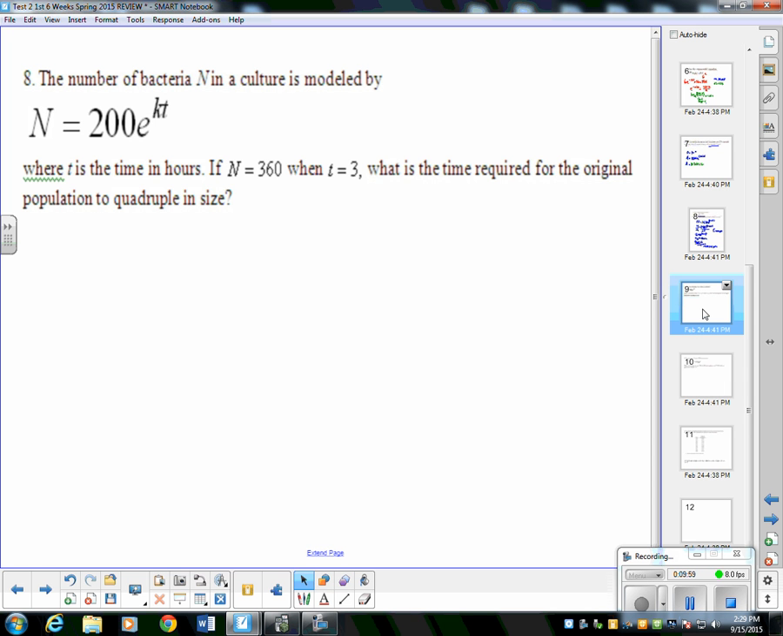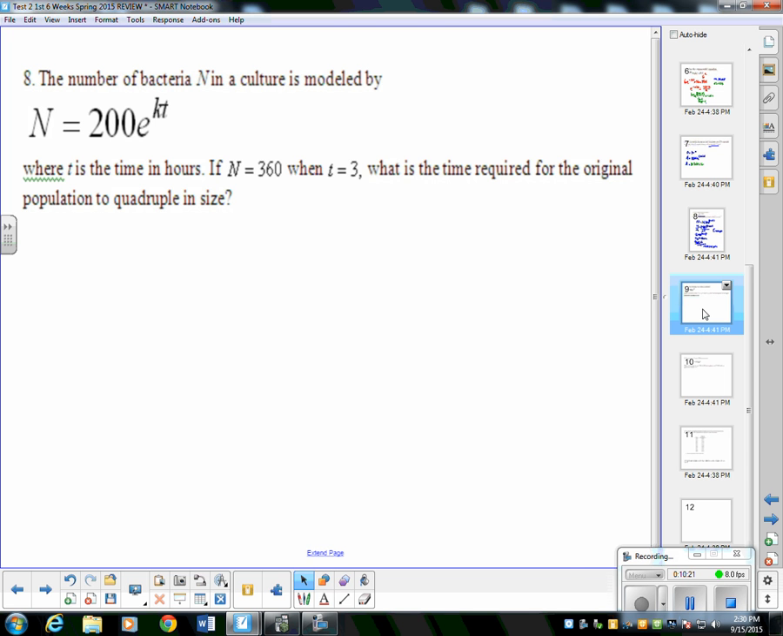So in order to do this, you have to understand a few things. Number one, what N and T are. It says here that N represents the number of bacteria in a culture, and T represents the time in hours. So it wants to know, what is the time required for the original population to quadruple in size?